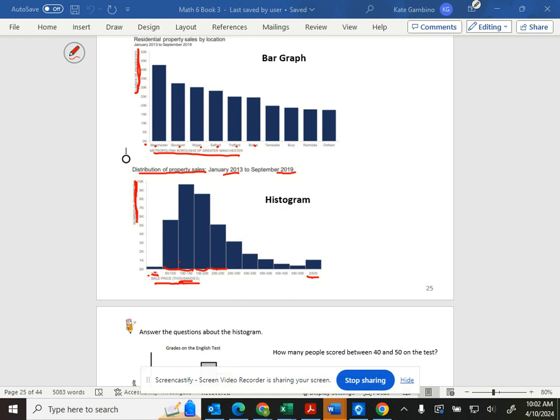Are we understanding the differences between the histogram and the bar? That histogram is showing the frequency, how often. How often did we have houses that sold for these different amounts?